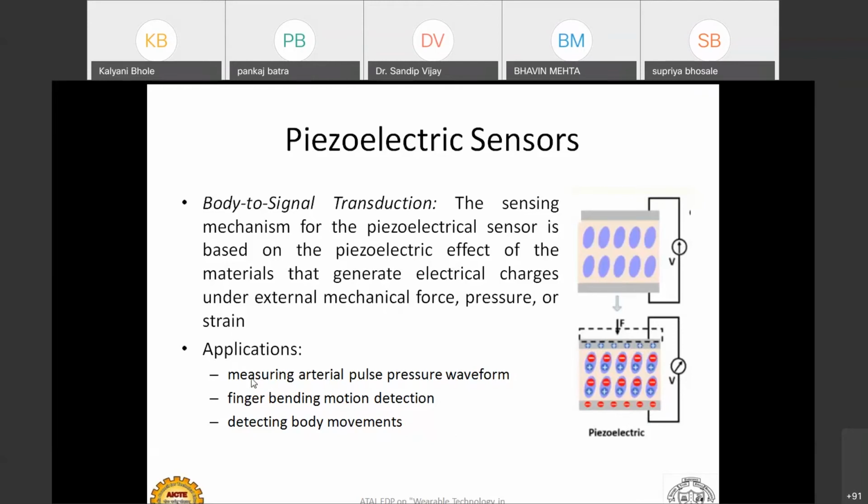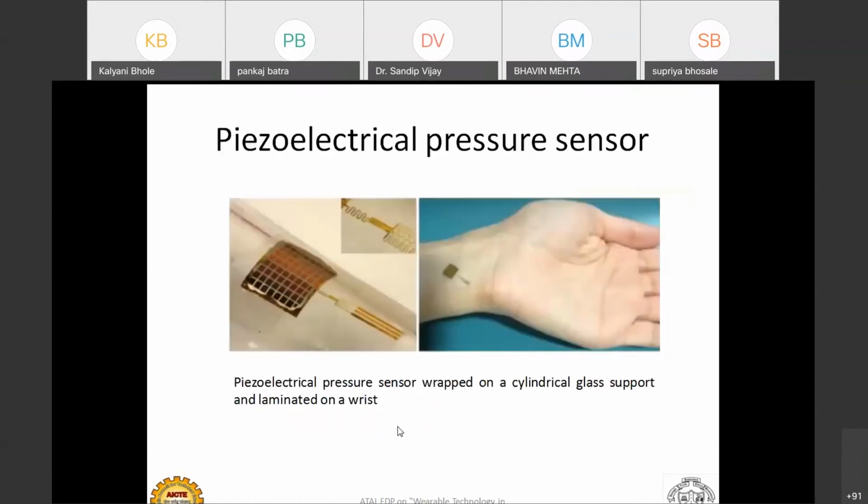Applications include measuring arterial pulse pressure, finger bending motion detection, and detecting body movements. For all these applications, the piezoelectric sensor is used. We can see here the piezoelectric pressure sensor. You can see a small patch on the wrist. This is your piezoelectric pressure sensor, used for measurement of blood pressure.